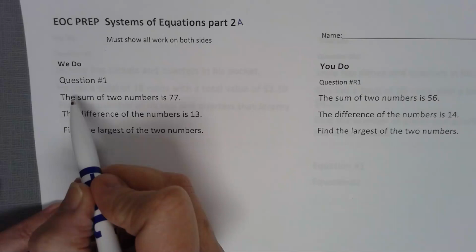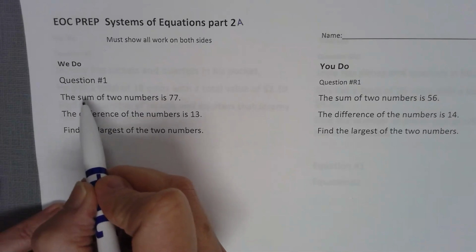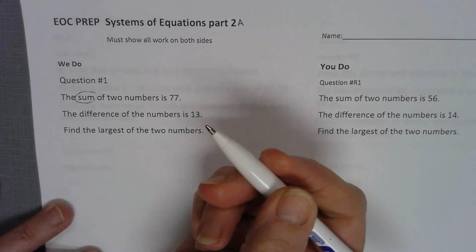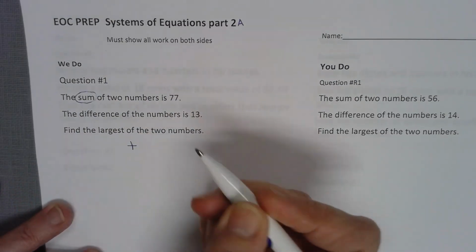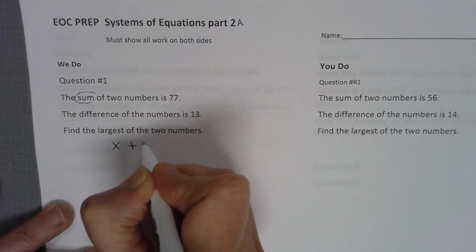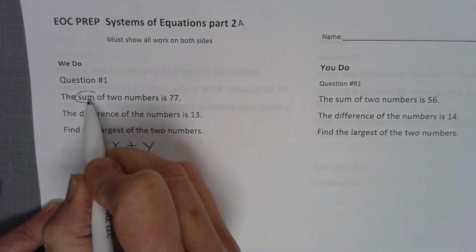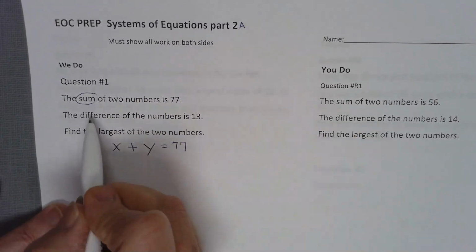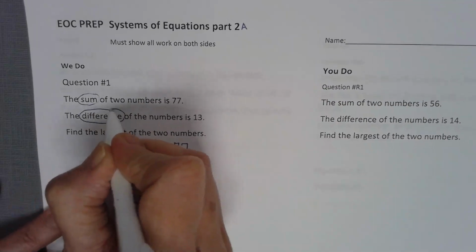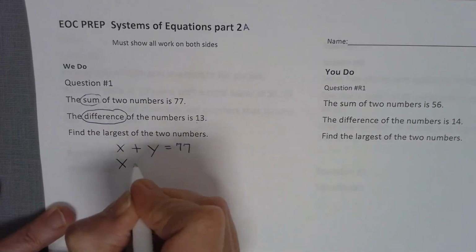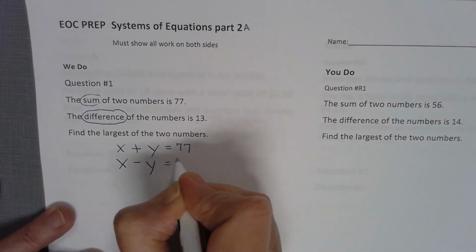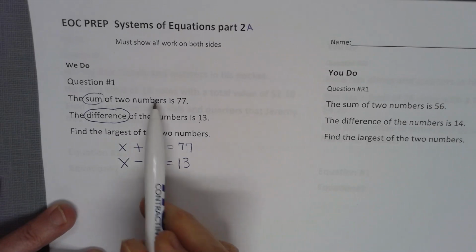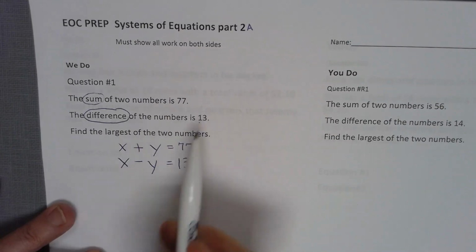Systems. The first line here says the sum of two numbers is 77. So sum means add, and I am going to let x be one number and y be the other. Sum is, that's an equal sign, 77. The difference is 13, so that's a minus sign. So look what it says. The sum of two numbers is 77. That's line 1. The difference of the numbers is 13.